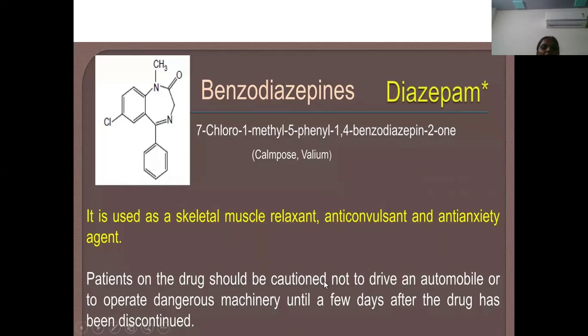Next, patients on the drug should be cautioned not to drive an automobile or to operate dangerous machinery until a few days after the drug has been discontinued.